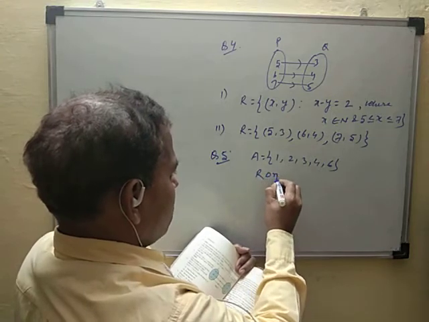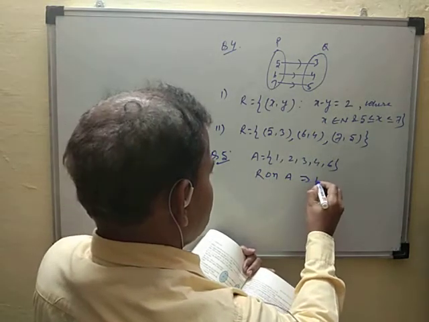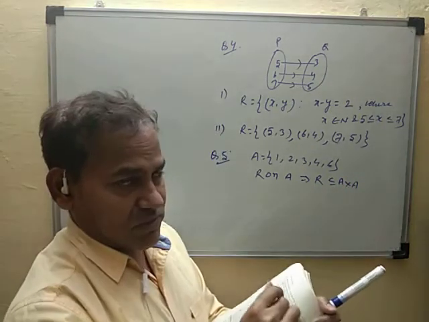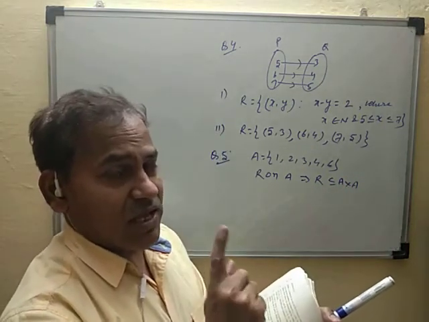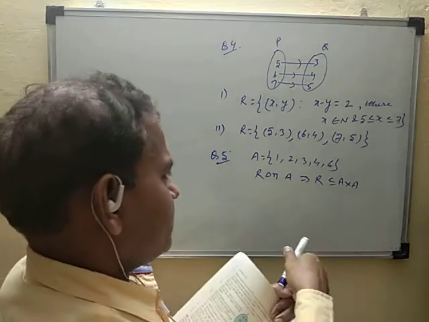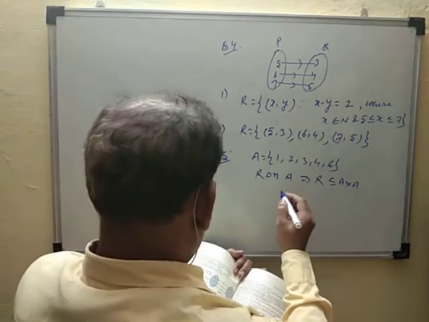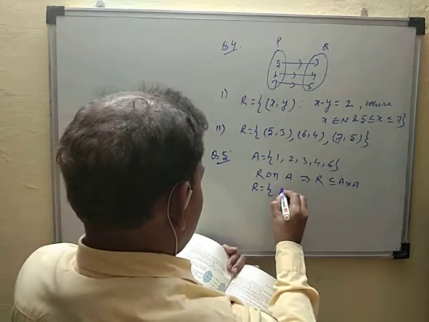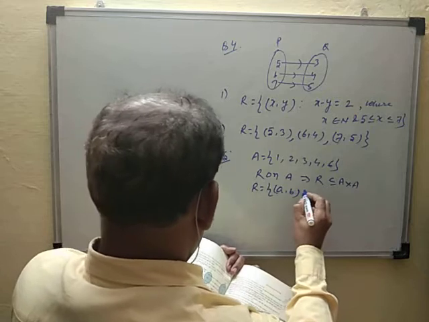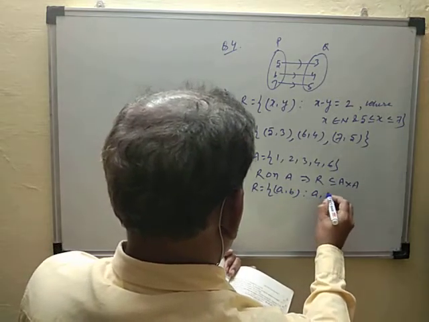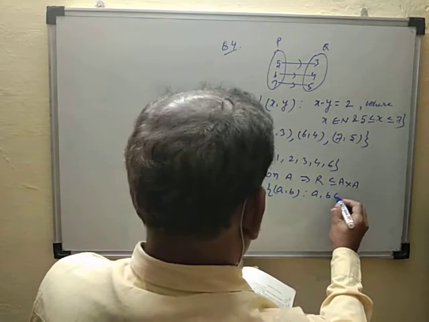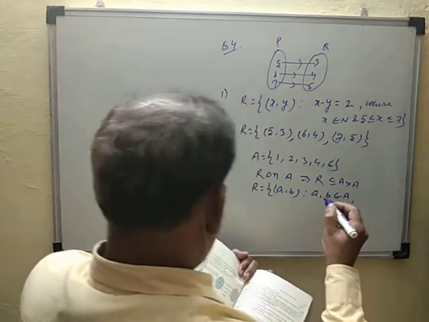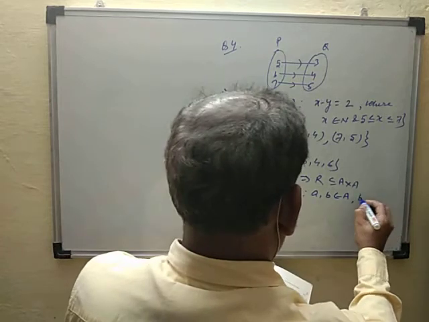Relation R on A means R is a subset of A cross A. So R is a subset of A cross A, and given R is equal to (a, b) such that a and b belong to set A, and given b is exactly divisible by a.